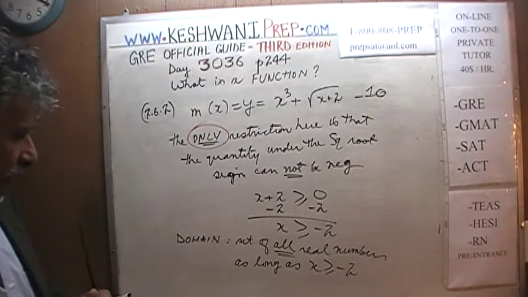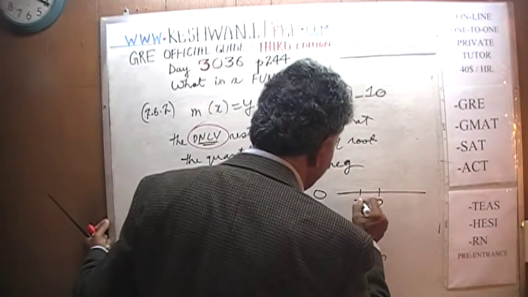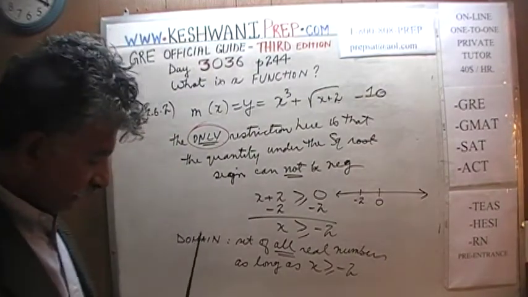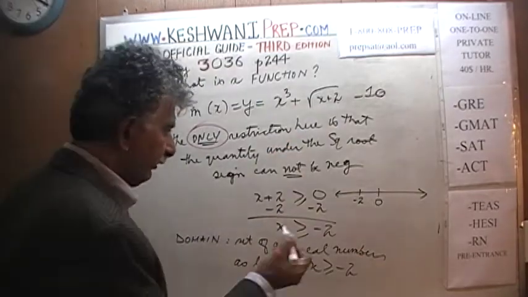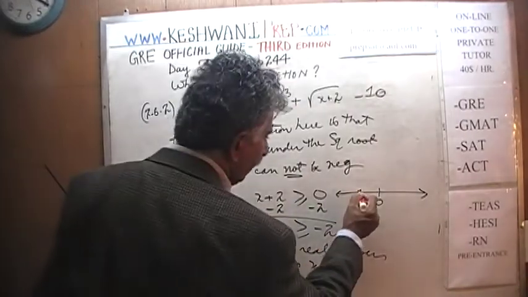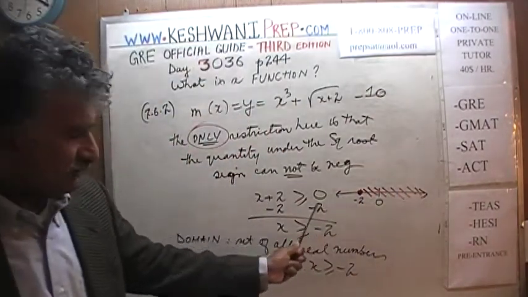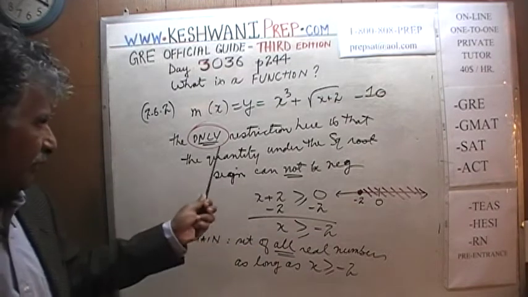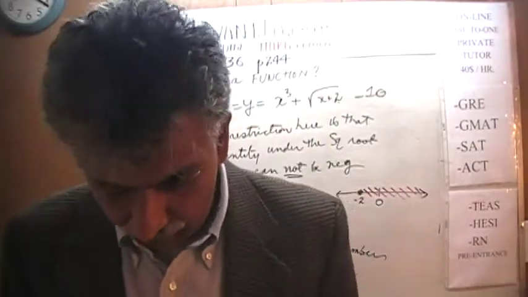On the number line, if you wanted to show the domain, here's our number line, here's our 0, here's our negative 2. It is allowed to take negative 2. It can be equal to negative 2, because if it's negative 2, we'll just get a 0 here. So since it's allowed to be equal to negative 2, we have to close this circle with anything on this side. But of course, on the left-hand side of negative 2, there are infinite values that exist, and it cannot take any of those values. That's what we mean by the only restriction. Only restriction does not mean unique value. It means a restriction.